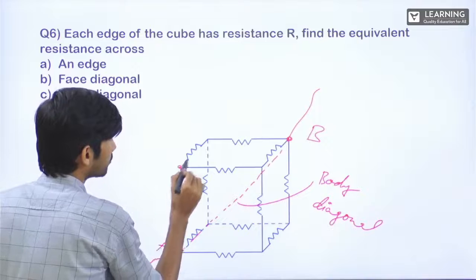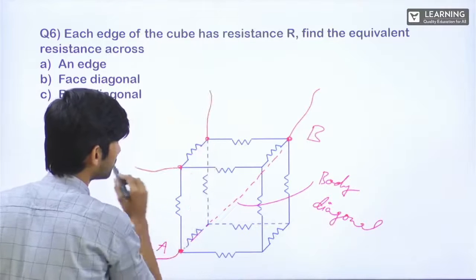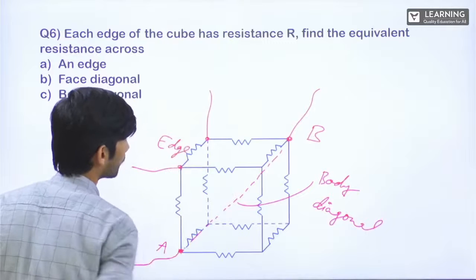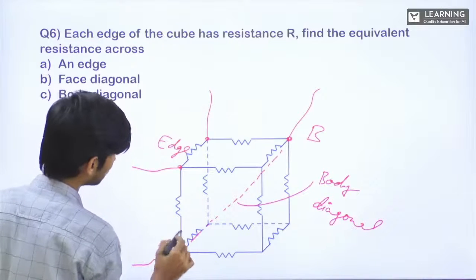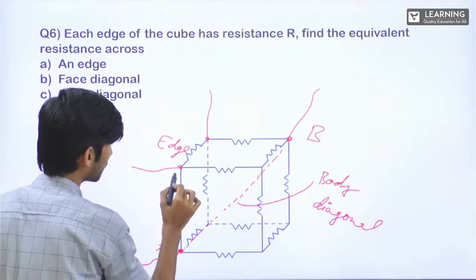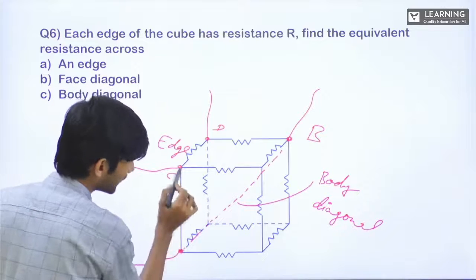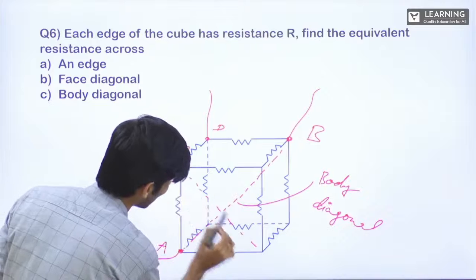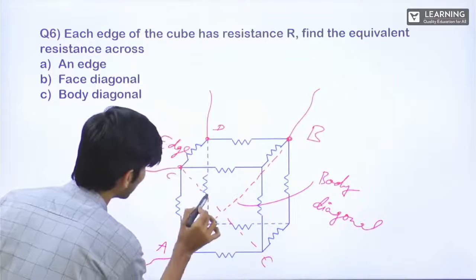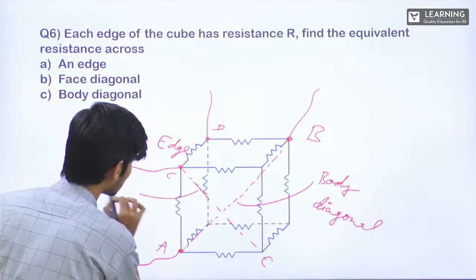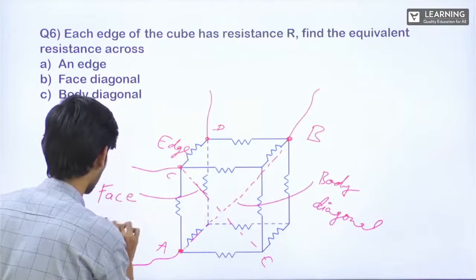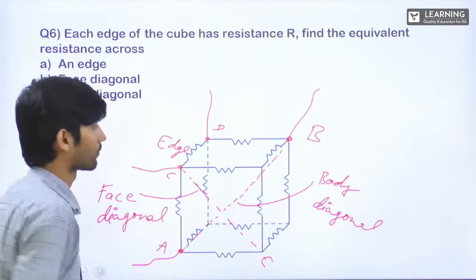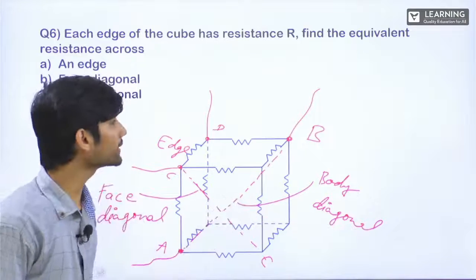If I take these two edges, let's say this is an edge. Let me just mark CD. If I take this front face and this as the diagonal, this will be the face diagonal. All right. Clear? So now let's learn.